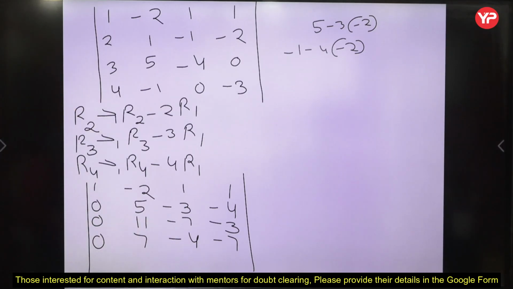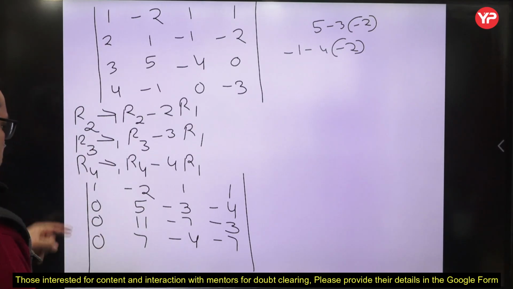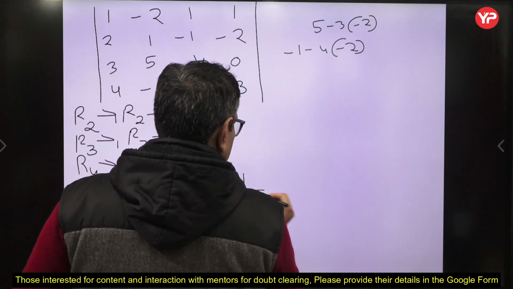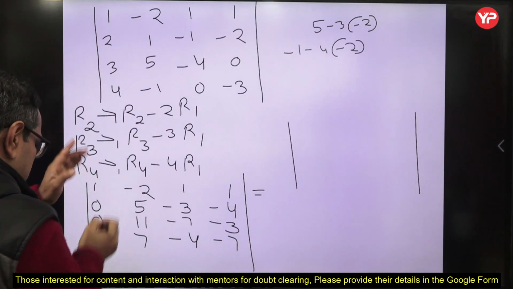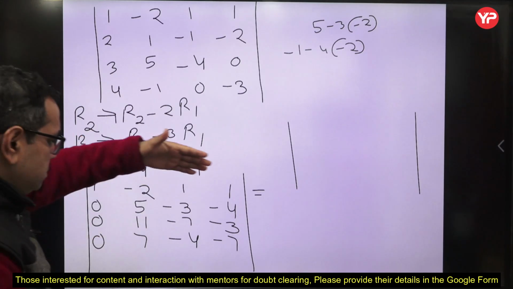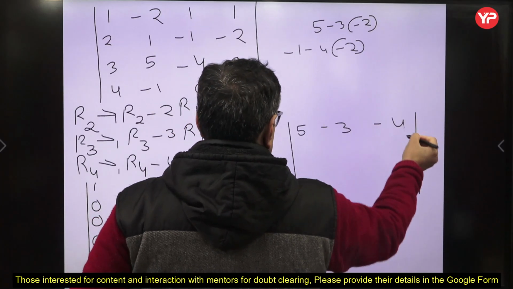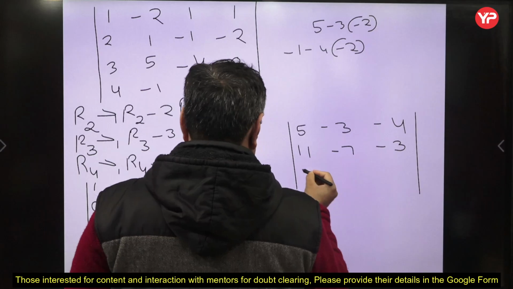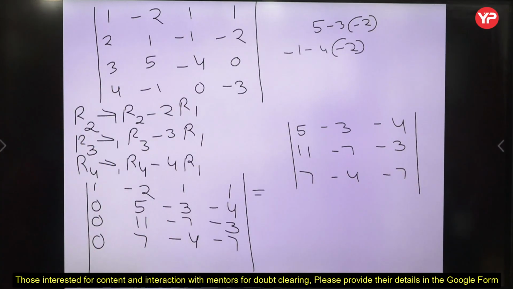Now we can expand this determinant along the first column. If we expand it along the first column, all entries below the first are 0, so this is equal to a 3 by 3 determinant. By deleting the first column and first row, we get this determinant: 5, minus 3, minus 4, then 11, minus 7, minus 3, and then 7, minus 4, minus 7. Now we have to compute this 3 by 3 determinant.